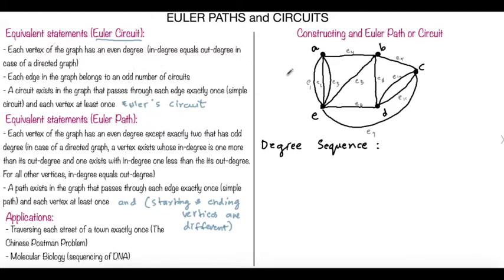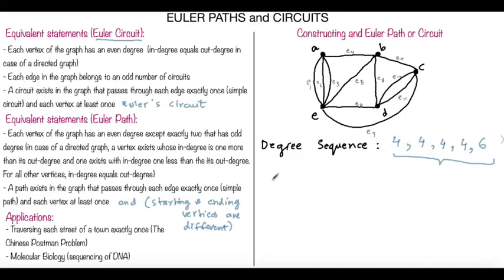So first let's write the degree sequence of this. Degree of A is 4, degree of B is also 4, degree of C is also 4, degree of D is 1, 2, 3, 4 again, and degree of E is 6. So all of them have even degree, right? So this means there is a circuit that exists. First of all, in this part we will do it through inspection.